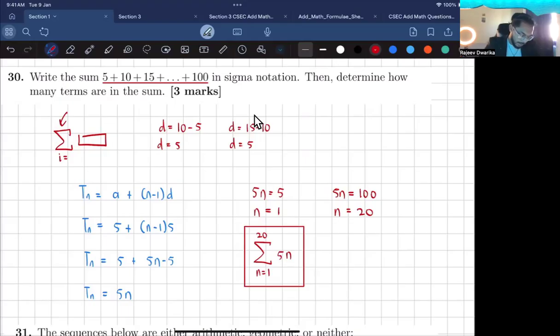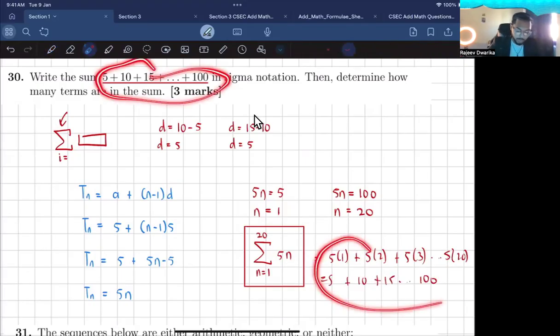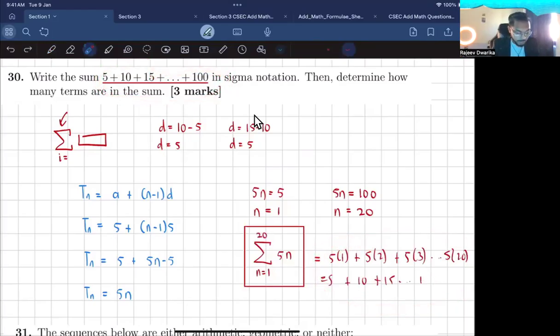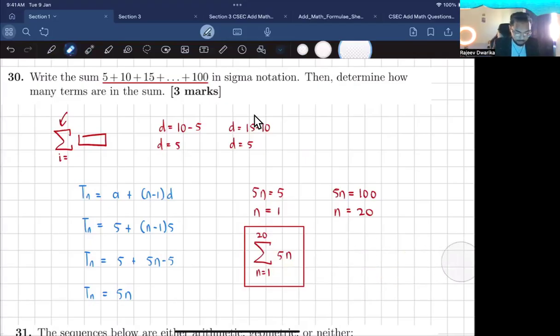And so Giovanni, understand that if I were to expand that out, I would say 5 by 1, then plus 5 by 2, then plus 5 by 3, all the way to 5 by 20. Yeah. And 5 by 1 is 5, 5 by 2 is 10, plus 15 all the way to 100, which is what we see in here, which is what they wanted us to generate. So we good. So that's how you write something in sigma notation. So let's keep moving on. Right?